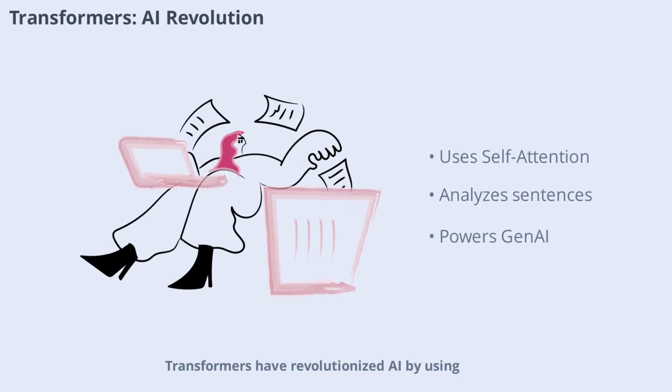Transformers have revolutionized AI by using self-attention to analyze entire sentences at once. This architecture powers modern generative AI, enabling breakthroughs in natural language processing. Technologies like ChatGPT and Gemini rely on transformers, making them the foundation of today's most advanced AI systems.